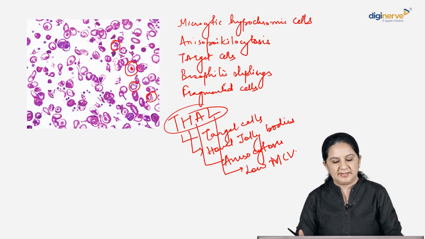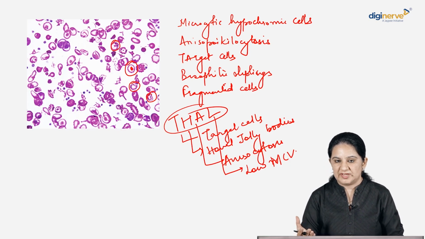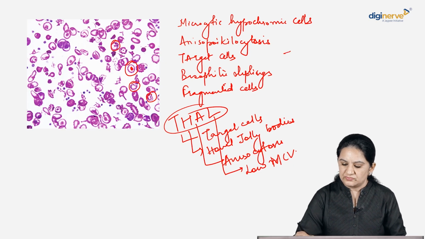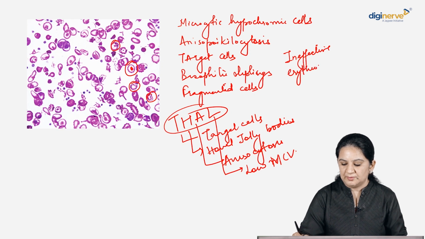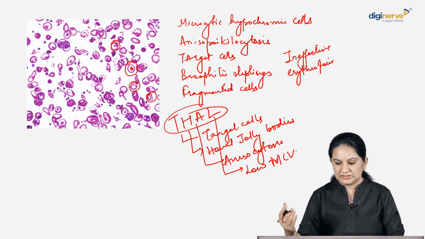Plus, what will happen to the reticulocyte count? Reticulocyte count will be raised. Of course, it will be raised, but not to that level which we expected. Why? Because of ineffective erythropoiesis. The erythropoiesis is not happening properly. So, the reticulocyte count will not be raised to that level.